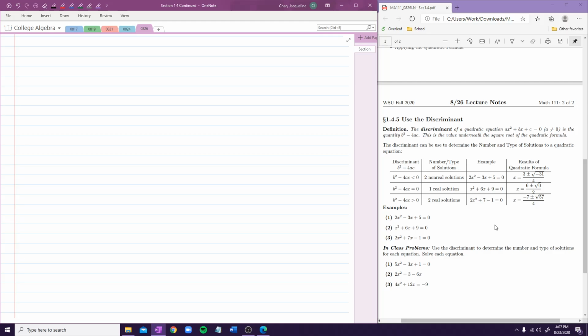If the discriminant equals 0, we get 1 real solution. If b squared minus 4ac is positive, or greater than 0, we get 2 real solutions. All right, so let's just do some examples.